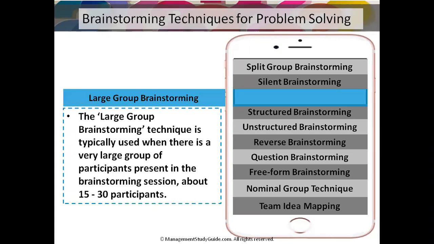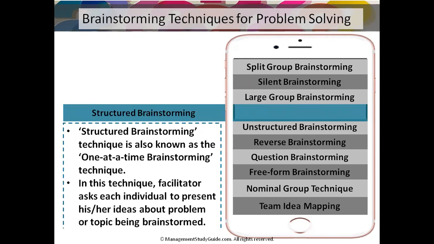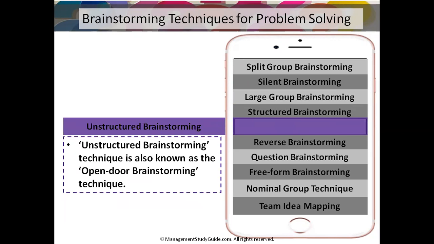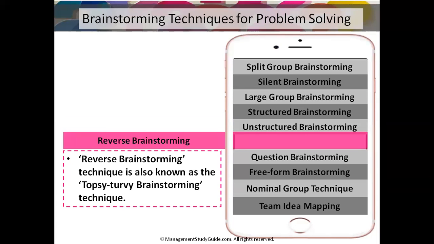Then you have the large group brainstorming. The large group brainstorming technique is typically used when there is a large group of participants present in the brainstorming session, about 15 to 30 participants. Structured brainstorming is also known as the one at a time brainstorming technique. In this technique, the facilitator asks each individual to present his or her idea about the problem or topic being brainstormed. Unstructured brainstorming is also known as the open door brainstorming technique. Reverse brainstorming is also known as the topsy-turvy brainstorming technique.